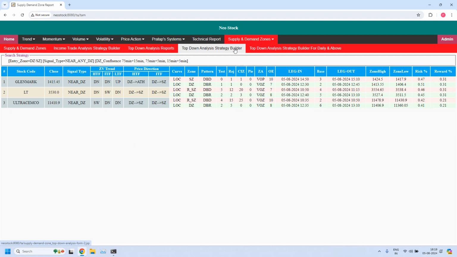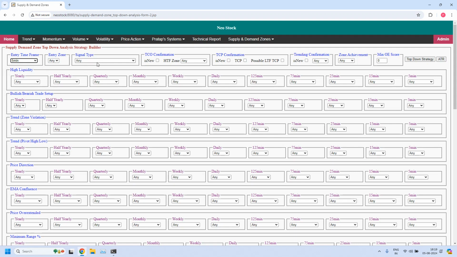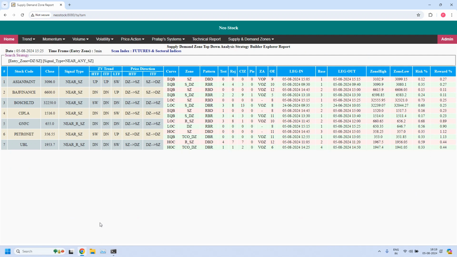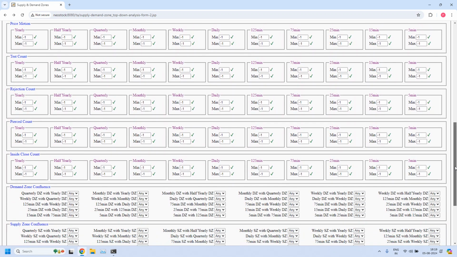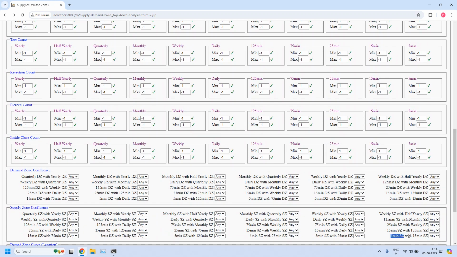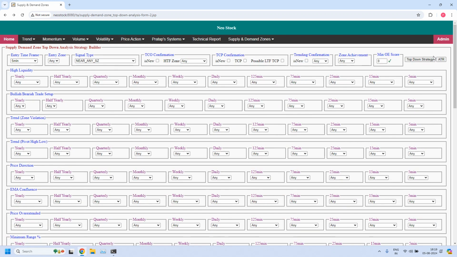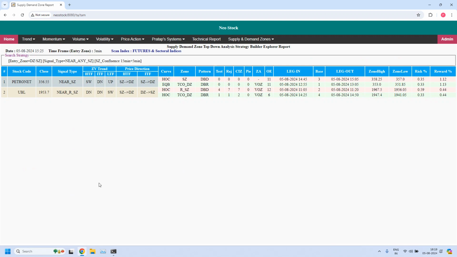And the next report is for the 5 minutes time frame. Let us find the stocks near the 5-minute supply zone. 7 stocks are filtered near the 5 minutes supply zone. And let us check how many of these stocks are having confluence with the ITF time frame. ITF is 15 minutes, so let us add the filter. So 5-minute supply zone with 15-minute supply zone, I am enabling. Let me filter. Only 2 stocks.